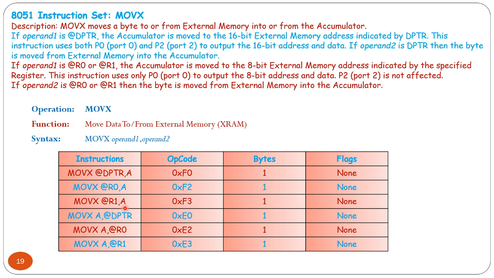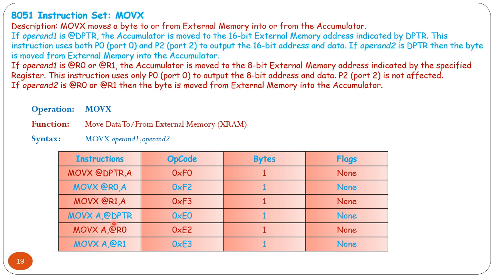MOVX @R1, A. The content of accumulator moves in external data memory whose address is pointed by R1 register, that is 8-bit address, and then the content of accumulator moves in that external memory. Having the operation code F3H, 1 byte instruction, no flags are affected. MOVX A, @DPTR. The content of DPTR gives a 16-bit external memory address, and that content will move in accumulator having operation code E0H.